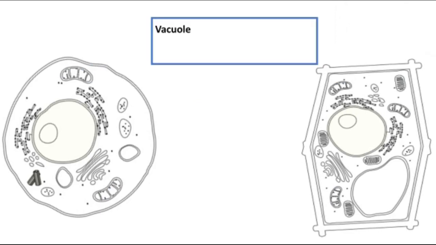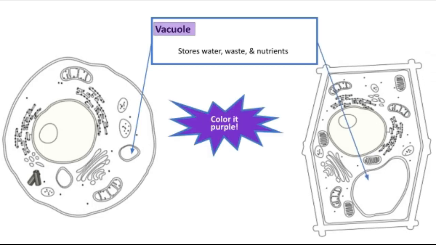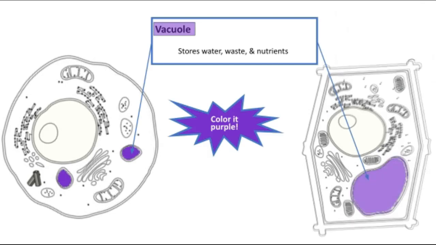The next cell organelle we're going to talk about is the vacuole, which is found in all eukaryotic cells. And these vacuoles are responsible for storing water, waste, and nutrients. And in animal cells, they're going to be small white circles, while in plant cells, it's going to be one circle, but it's going to be very large. We're going to go ahead and color these purple.